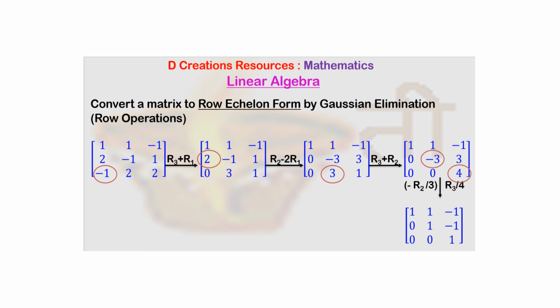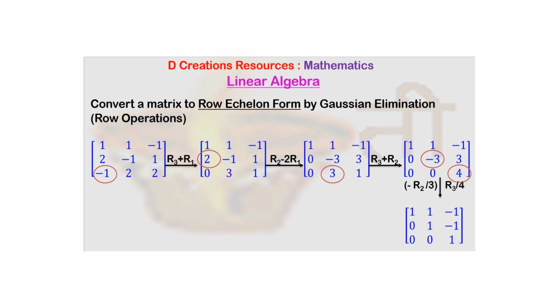So let's focus here. We want to make these two entries 0. We'll start with the first column from the third row. Here it is minus 1. Now if you want to make it 0, what will you do? It's obvious. If you are going to add row 1 to row 3, you will see that the numbers will cancel and you will get here 0. So let's simply add row 1 to row 3. So minus 1 will become 0.